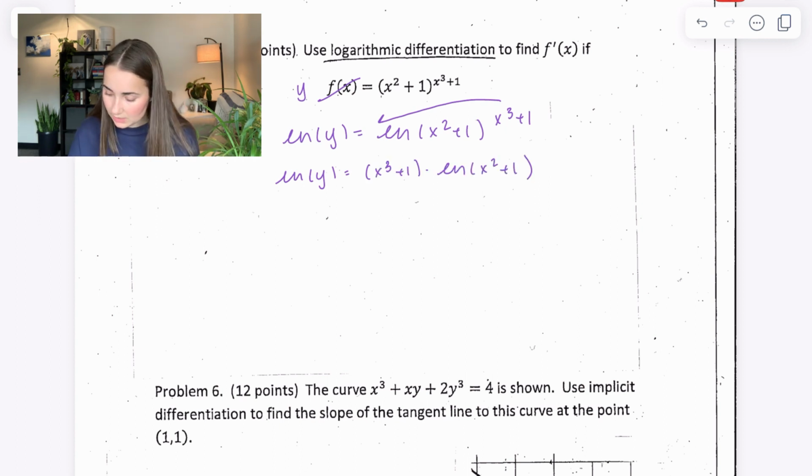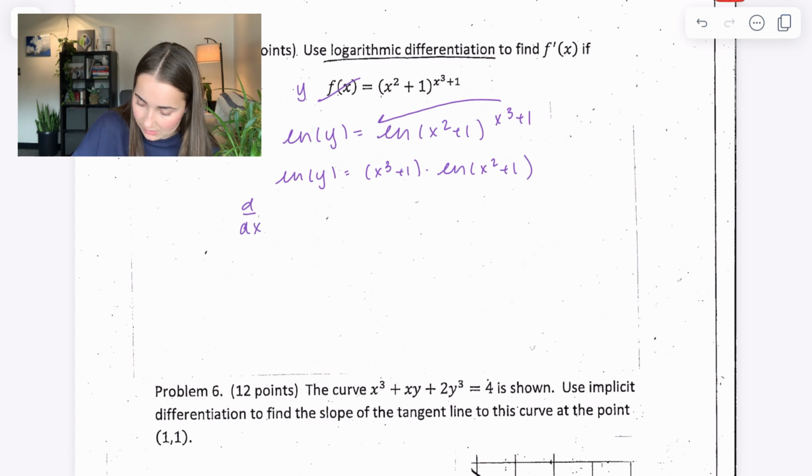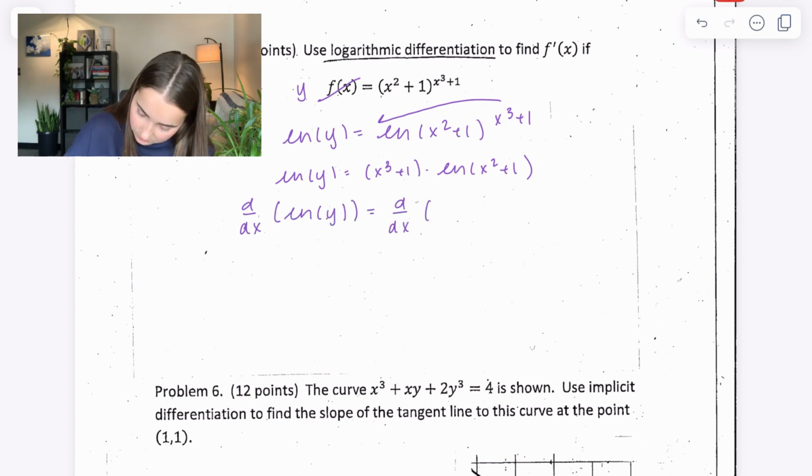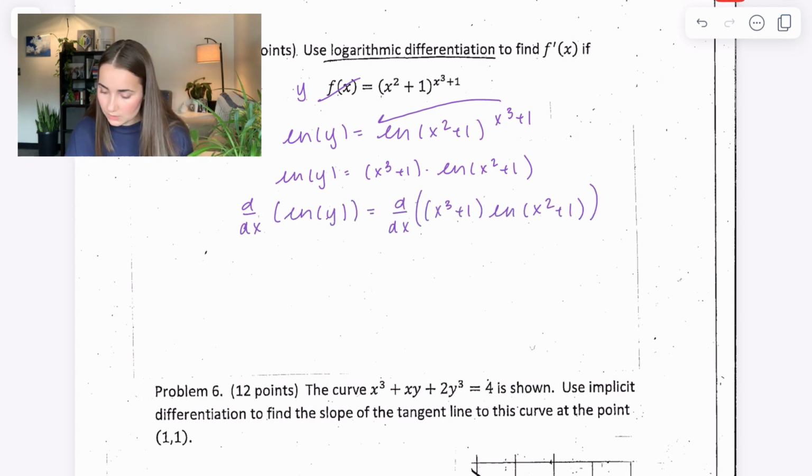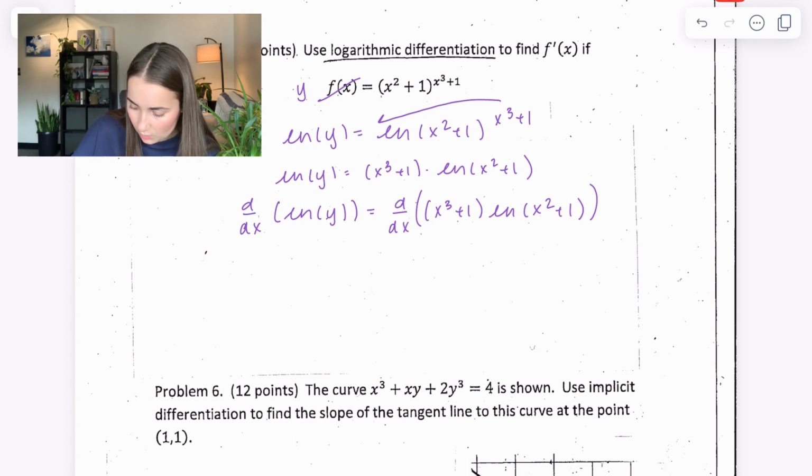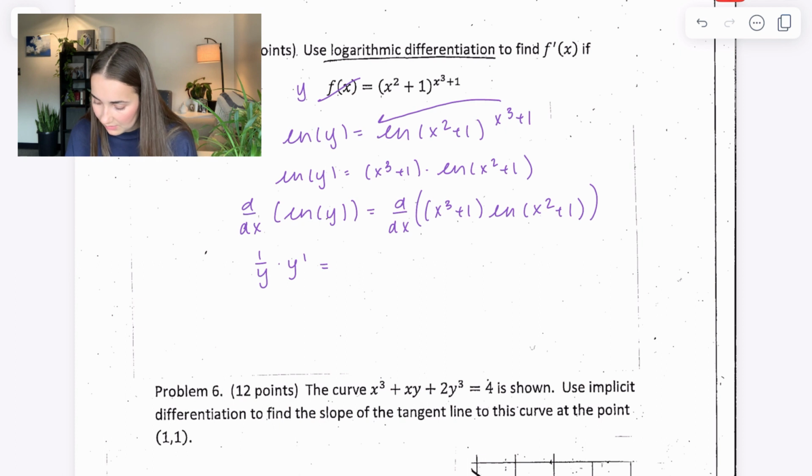So now what we need to do is take the derivative of both sides, and we're going to take the derivative of both sides in terms of x. So when we do that on this left side, we get 1 over y times the derivative of y. And now on this right side, it looks like we're going to go ahead and set up product rule. I have lots of x terms in here, and I have lots of x terms in here, which tells me I need to use product rule.